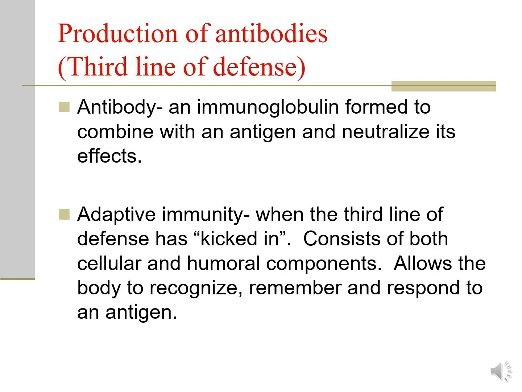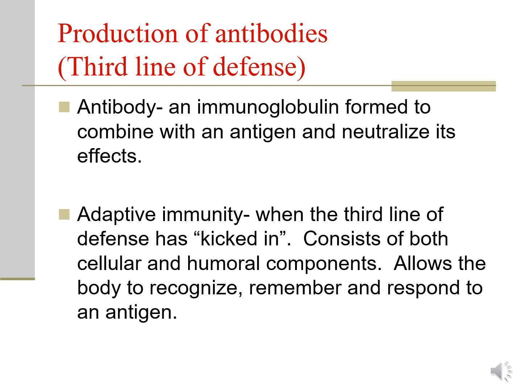So this brings us to the production of antibodies, which is known as our third line of defense. So far we've talked about our first line of defense, which is body systems and natural barriers, and then we talked about our second line of defense, which is inflammation and phagocytosis. And now we're going to start talking about our third line of defense, which is the production of antibodies. So let's start with the term, and that term is antibody. It's an immunoglobulin formed to combine with an antigen and neutralize its effects.